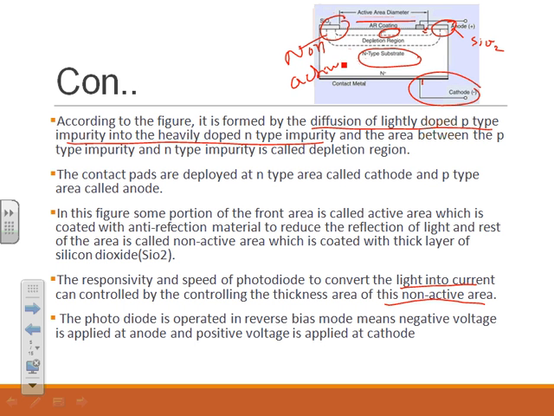So once again, a photodiode operates in reverse bias mode only. That means a negative voltage is applied to the anode and a positive voltage is applied to the cathode. Reverse bias means negative is applied to the anode, which here is the p-type material, and positive is applied to the cathode, which here is the n-type material.